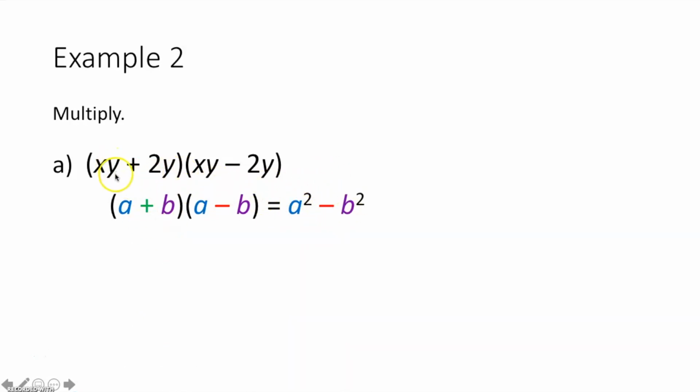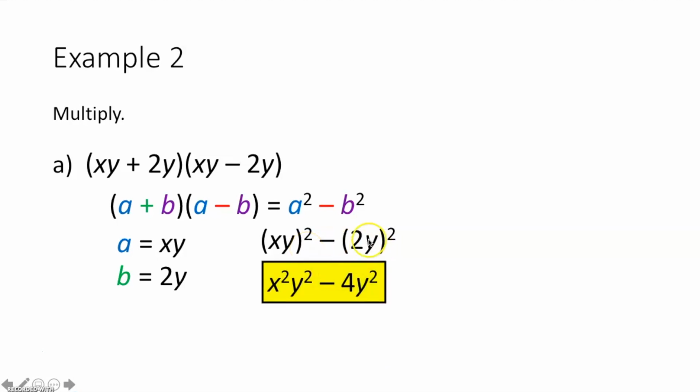So let's try. With our shortcut, we see that our a value is actually going to be x times y. Our b value is going to be this 2y. Now, what I do is I take each of those, plug it into the formula over here. xy squared, I have to square the x and the y. 2y squared, I have to square the 2 and the y. So this becomes x squared y squared minus 4y squared. And you're done. It's that easy.